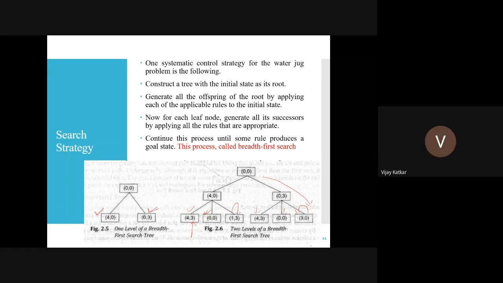If we repeat this process continuously, at one moment there will be some node which will have 2, 0, or which will have 2, n. And then we get the acceptable solution. Yes. And this approach is called the breadth first search approach, or the breadth first search strategy to solve the problem.